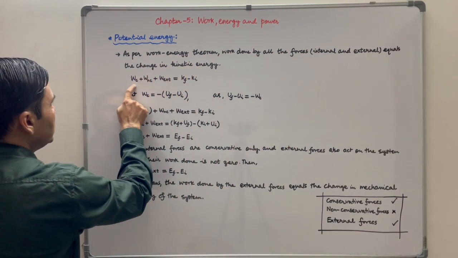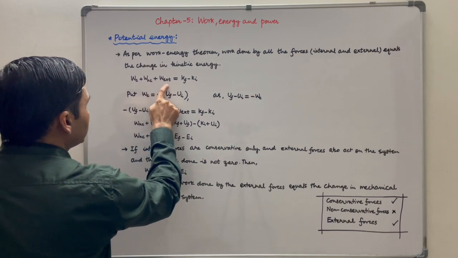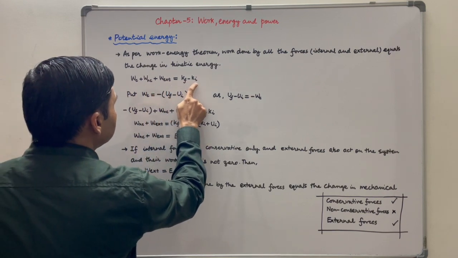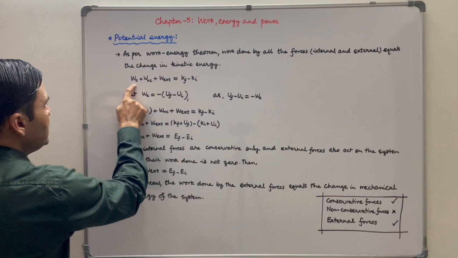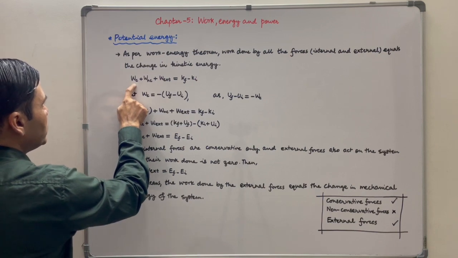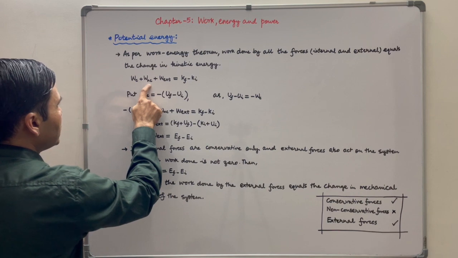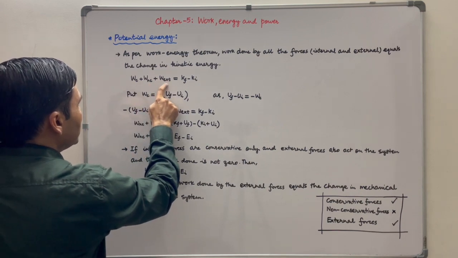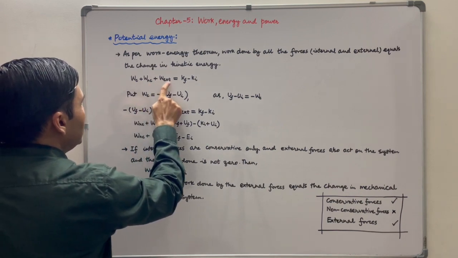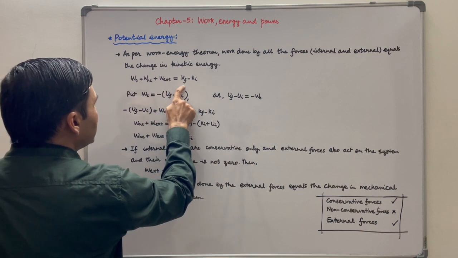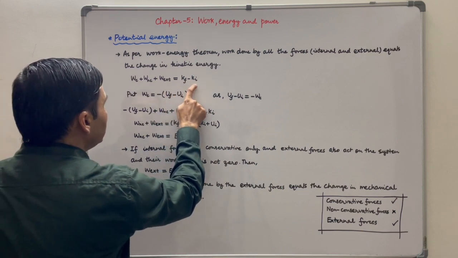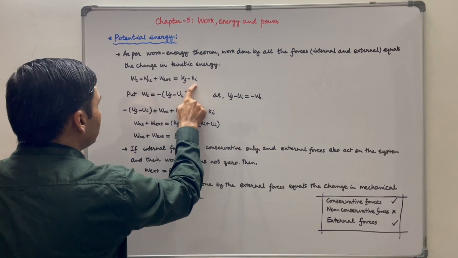That means Wc plus Wnc plus W external is equal to Kf minus Ki. Here Wc means work done by conservative forces. Wnc means work done by non-conservative forces. W external is work done by external forces. Kf is the final kinetic energy of the system and Ki is the initial kinetic energy of the system.